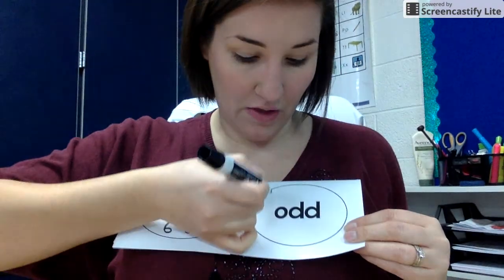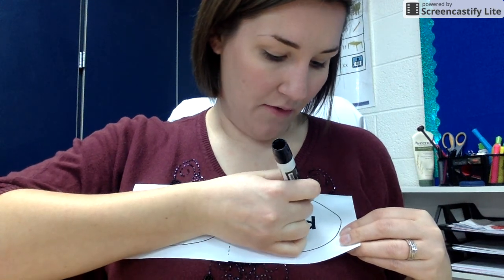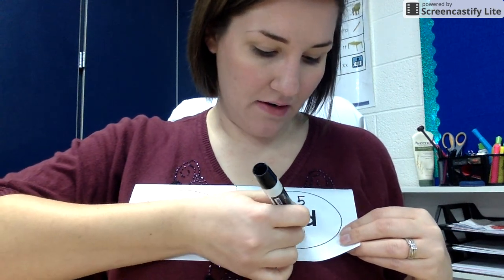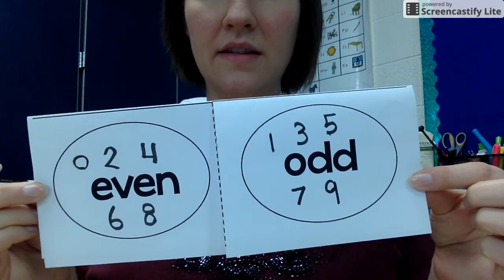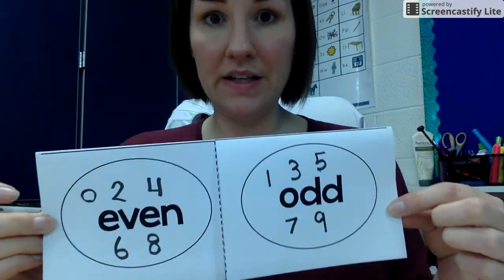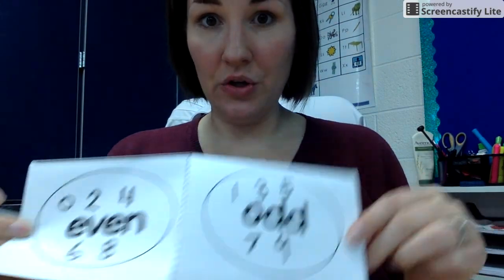Then on your odds, I want you to write the numbers in the ones place you would look for if it's an odd number. So that would be 1, 3, 5, 7, and 9. Again, pause the video so that you have yours like this, and then press play when you're ready to move on.